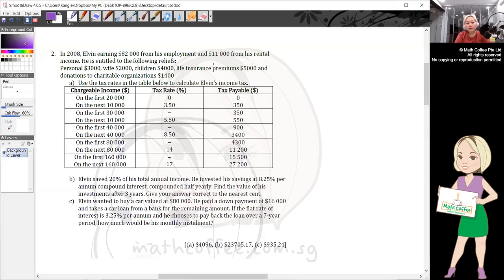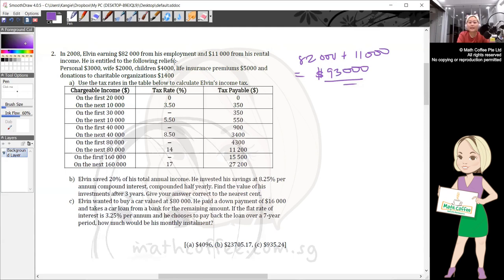Okay. In 2008, Alvin earned 82,000 from his employment. This is the whole year, not 1 month. And then 11,000 from his rental income. That means maybe he rents his house or maybe he rents 1 room. So he got 2 incomes, 82,000 and 11,000. So his total income is 82,000 plus 11,000, and that will give me 93,000. So this is the income.